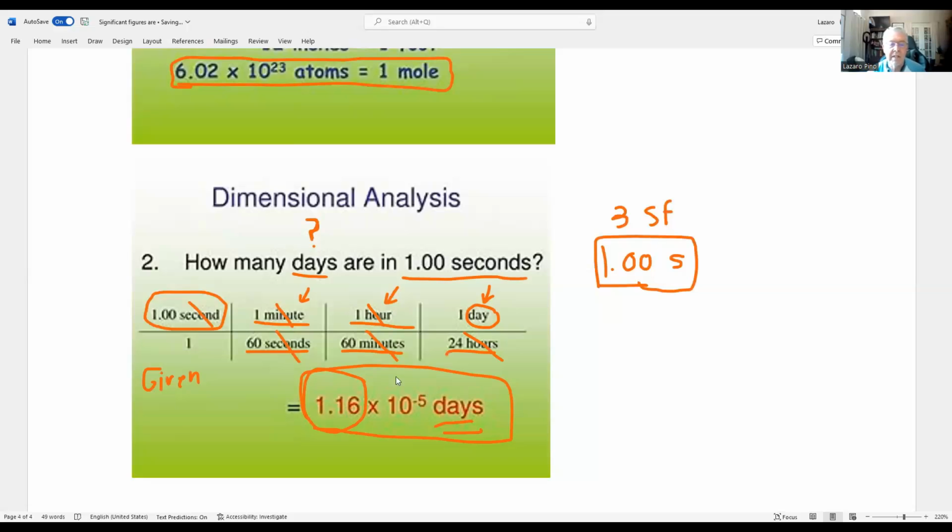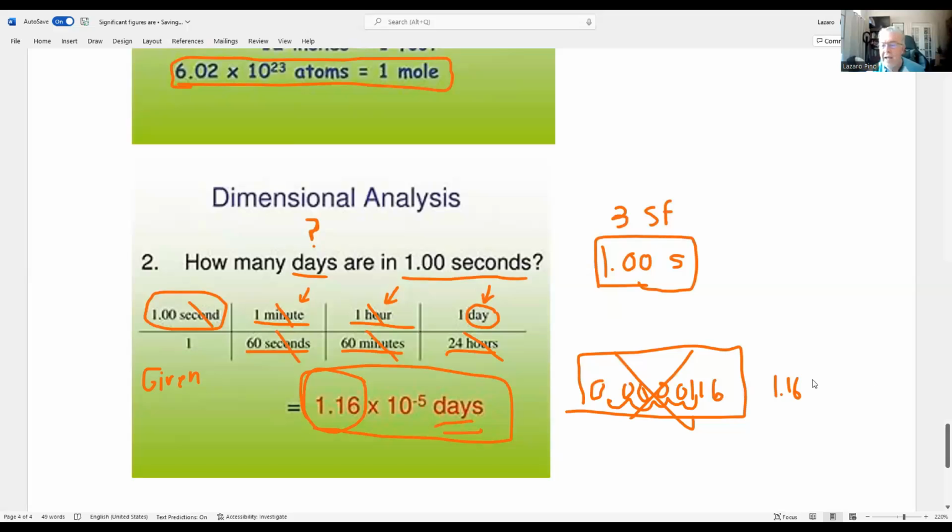And you use scientific notation in order to report this because it's a very, very small number. You're not going to write 0.00001116 days. No, you don't use this. You use scientific notation. Then in this case, you move the dot 1, 2, 3, 4, 5 times. And you have 1.16 times 10 to the minus 5.